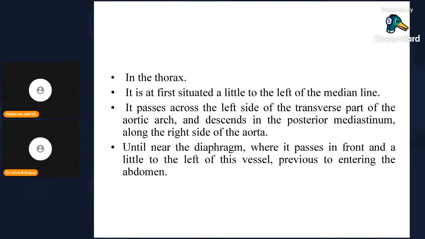In the thorax, it is at first situated a little to the left of the median line. It passes across the left side of the transverse part of the aortic arch and descends in the posterior mediastinum along the right side of the aorta until near the diaphragm, where it passes in front and a little to the left of this vessel before entering the abdomen.